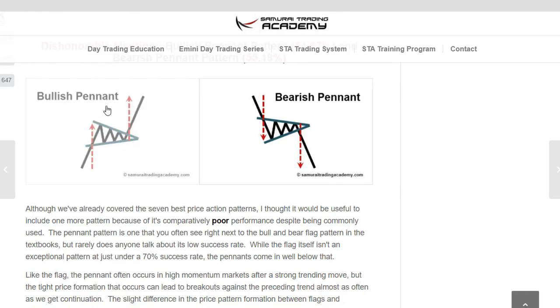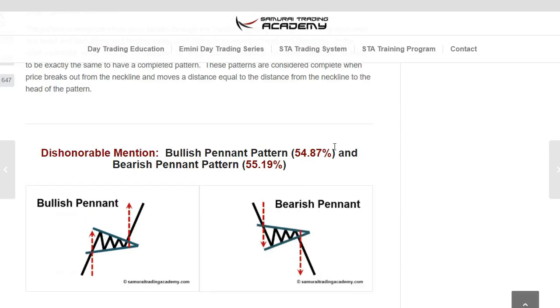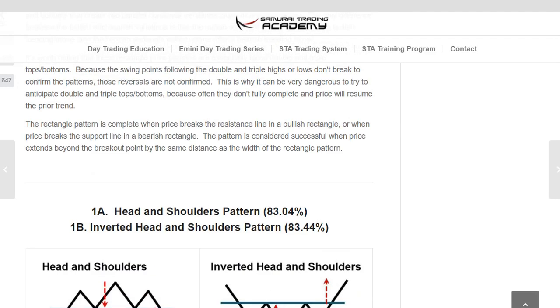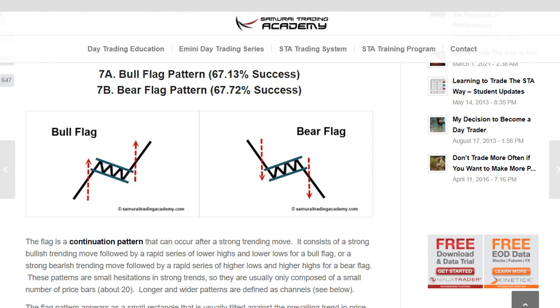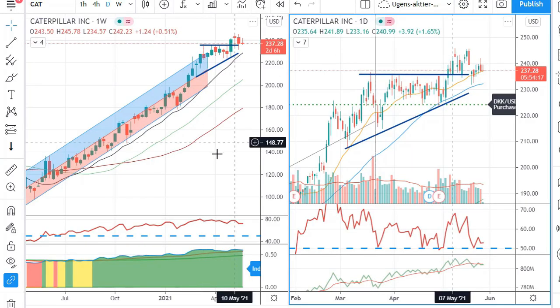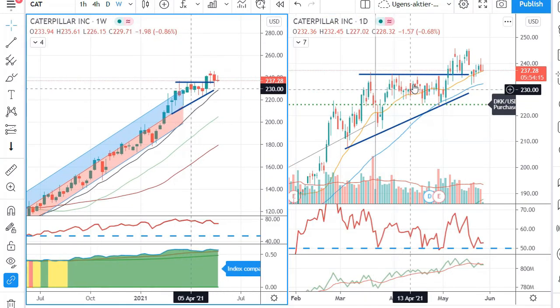And then there is the bullish pennant, which apparently has the lowest success rate of these, even though almost 55% is actually decent. Now, instead of just learning a lot of names out of your head, let's have a look at some of these patterns, because what I think is important is to understand what creates them. Because what actually creates them is investor behavior in the market.